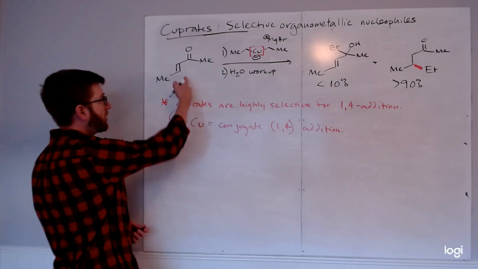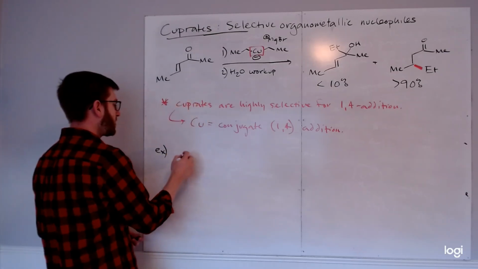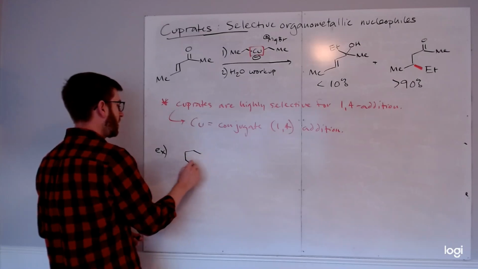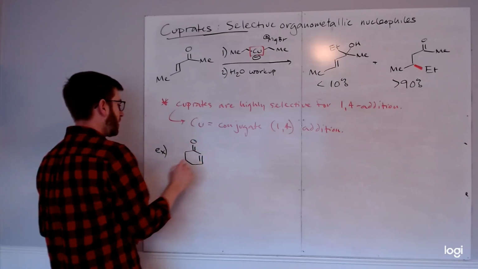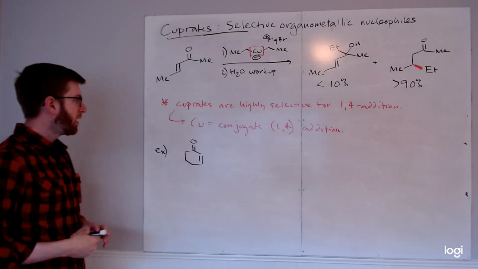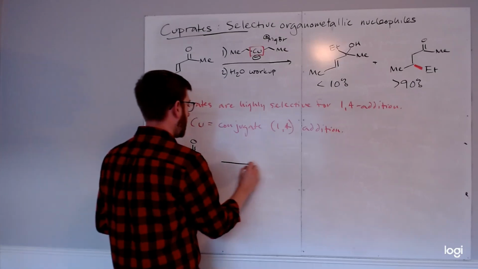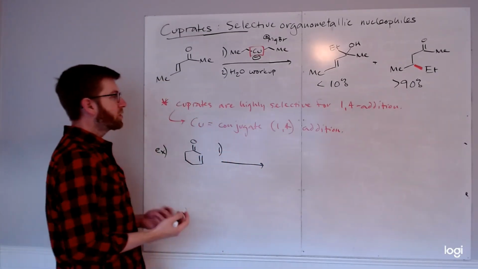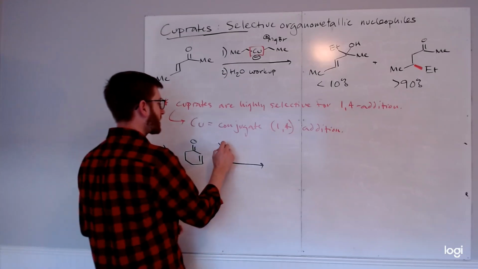So it doesn't have to be a structure like this. We could choose other things also. So you could imagine doing this with a cyclic, what we call an enone. So this is like an alpha, beta unsaturated ketone. And so let's change up our cuprate a little bit just so we get some variety here. So these structures can actually be fairly complex.